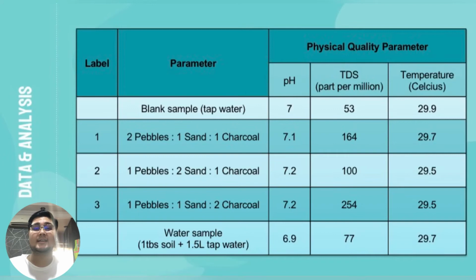So for the data analysis, the data for the physical water quality parameters is tabulated as shown. It consists of 3 samples with different ratios of materials, starting with the pH level ranging from 6.9 to 7.2. Total dissolved solids, TDS, range from 53 to 254 parts per million, and lastly the temperature is 29.5 to 29.7 degrees Celsius.